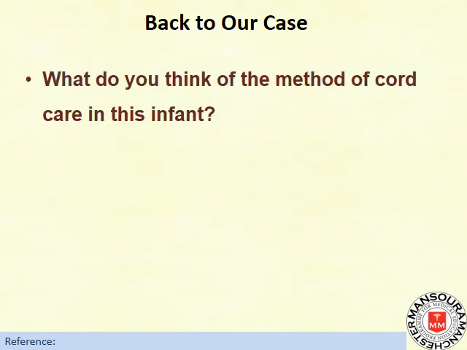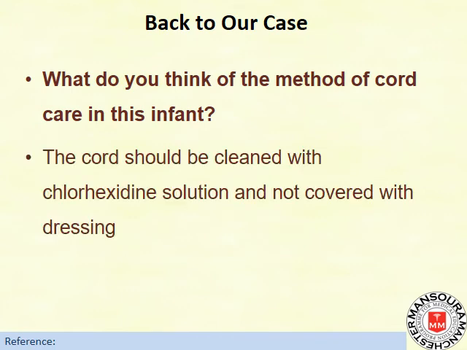What do you think of the method of cord care in this infant? The cord should be cleaned with chlorhexidine solution if you are in a developing country, and it should not be covered with dressing. Or you can apply the WHO recommendation for dry cord care, without any application of any antiseptic, ointments, antibiotics, lotions or alcohol on the umbilical cord stump, if you are in a developed country.